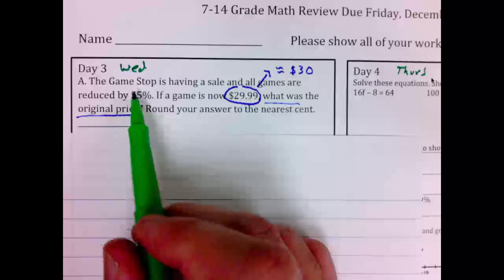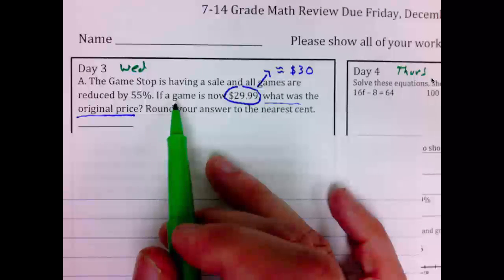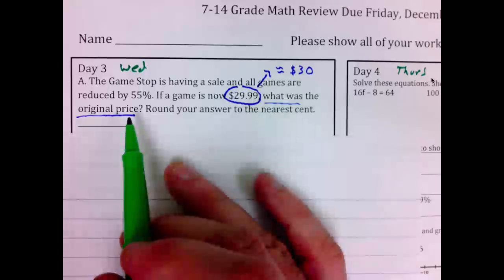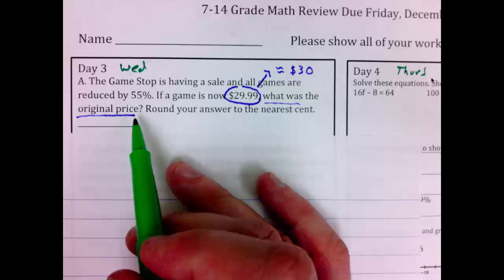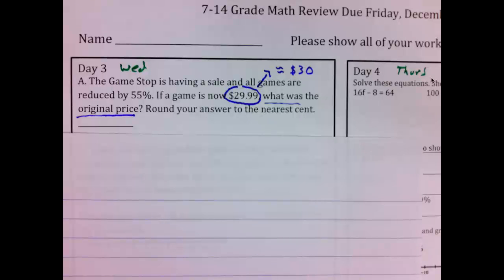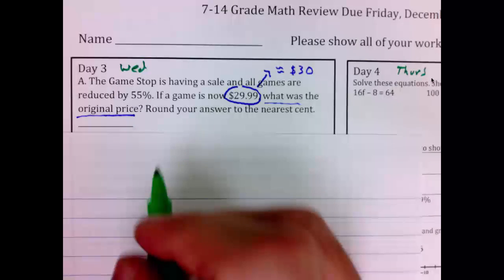It says GameStop is having a sale and all games are reduced by 55%. If a game is now $29.99, what was the original price? Okay, this problem is a little bit tricky. We could explore it with our bar model, but I'm going to try to use some of the algebra that we've learned recently. I'm looking for the original price, so I'm going to let my variable x equal that.